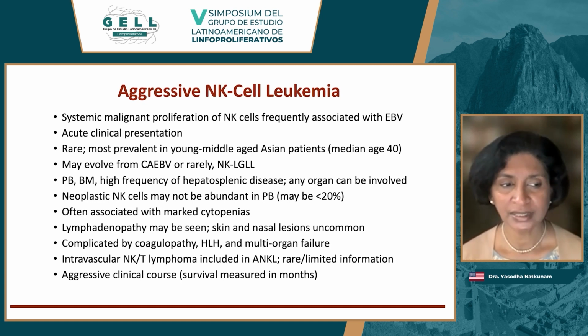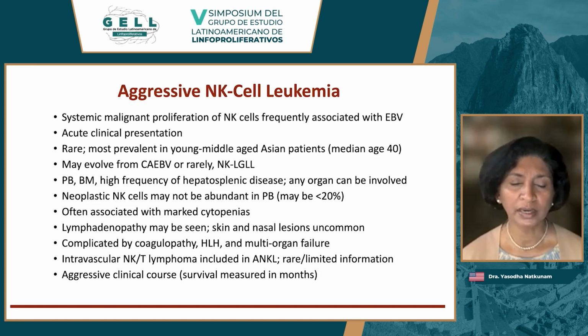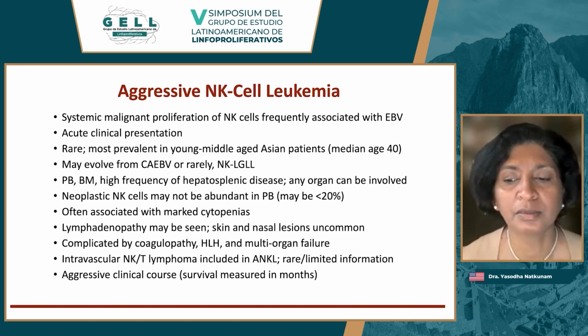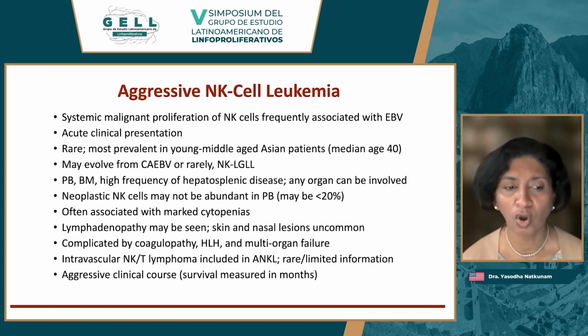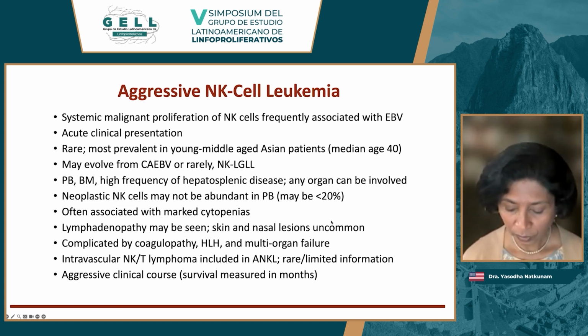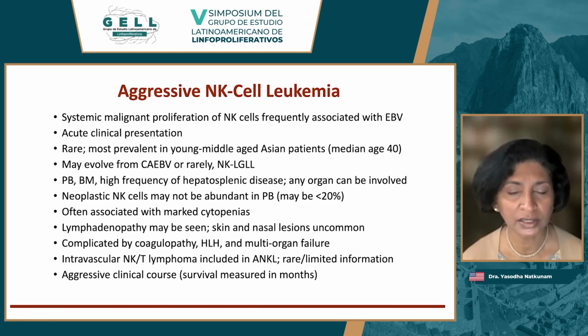It typically presents in the blood and bone marrow, but has a high frequency of hepatosplenic involvement. But any organ may be involved and it can quickly disseminate. Circulating cells may sometimes not be easy to pick up because they may be very subtle. And it can be associated with marked cytopenia, so the patient may present with symptoms of anemia or thrombocytopenia as the initial presentation. Lymphadenopathy can be seen.